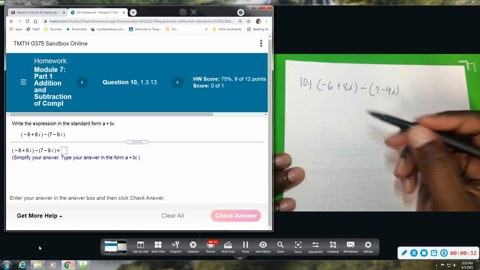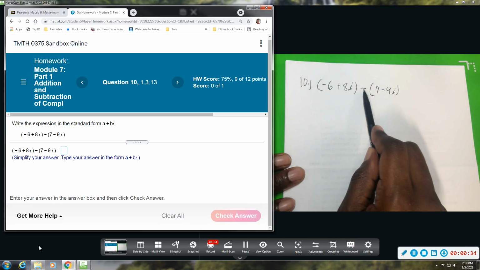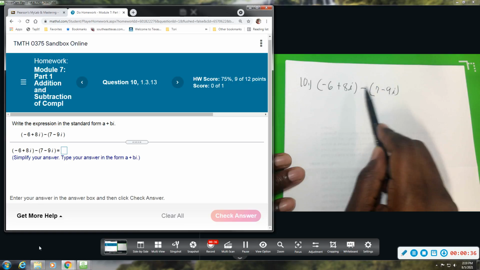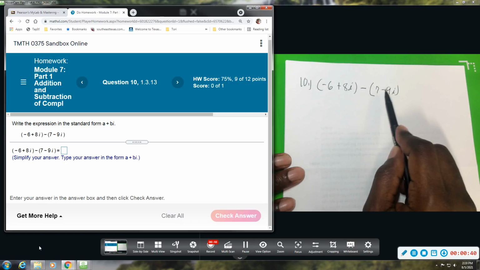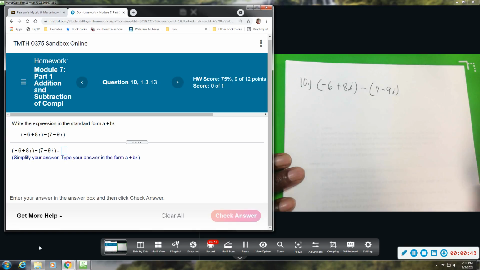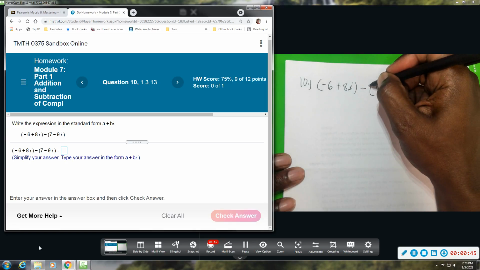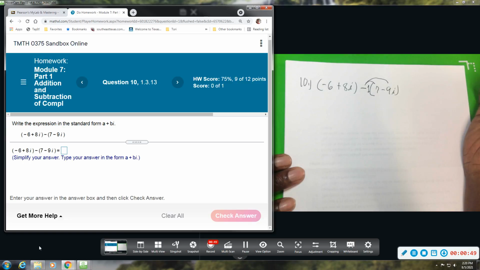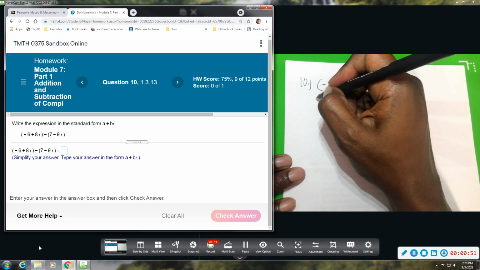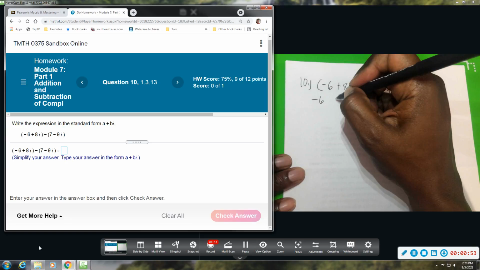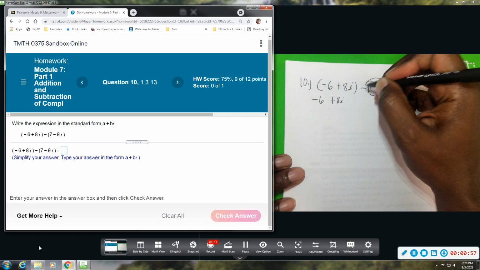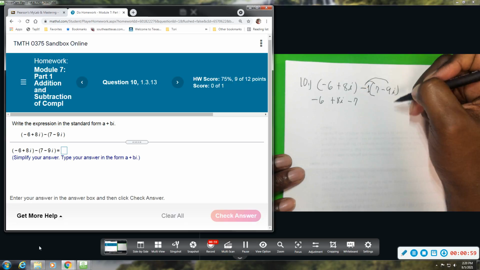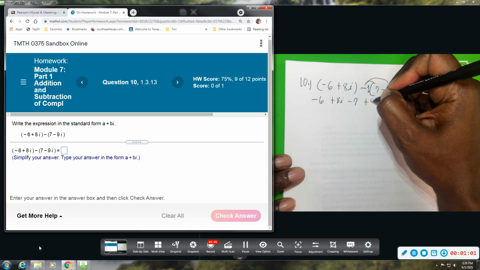Okay, so what you want to do first is everything following the minus sign is going to change signs. So this +7 is going to become negative. The -9 is going to become positive. You want to think about this as distributing a -1, so multiplying both these terms by -1. So this problem will become -6 plus 8i, and then minus 7 plus 9i.